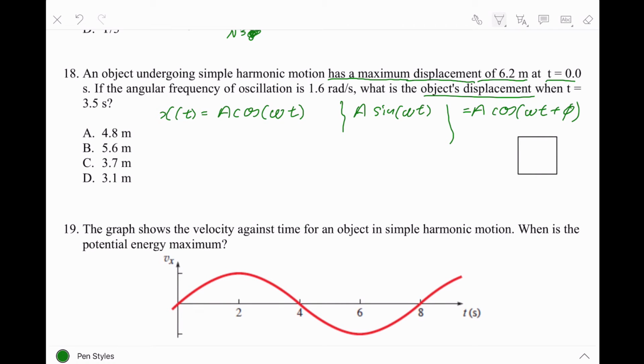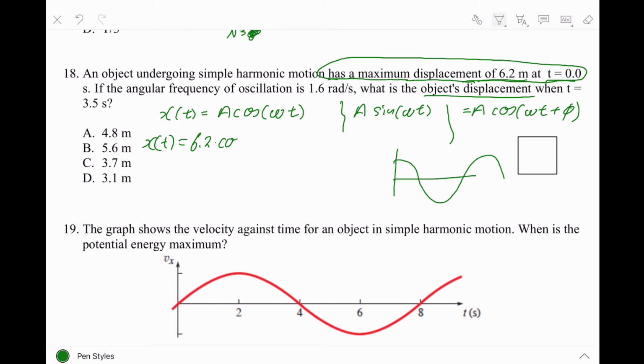So, sine or cosine? Which function has its maximum at t equal to 0? Cosine. That's why you have to be careful. You are talking about cosine, so we'll use this one here. A is 6.2 meters times cosine. You know the angular velocity is 1.6, and you want to know the displacement at 3.5.